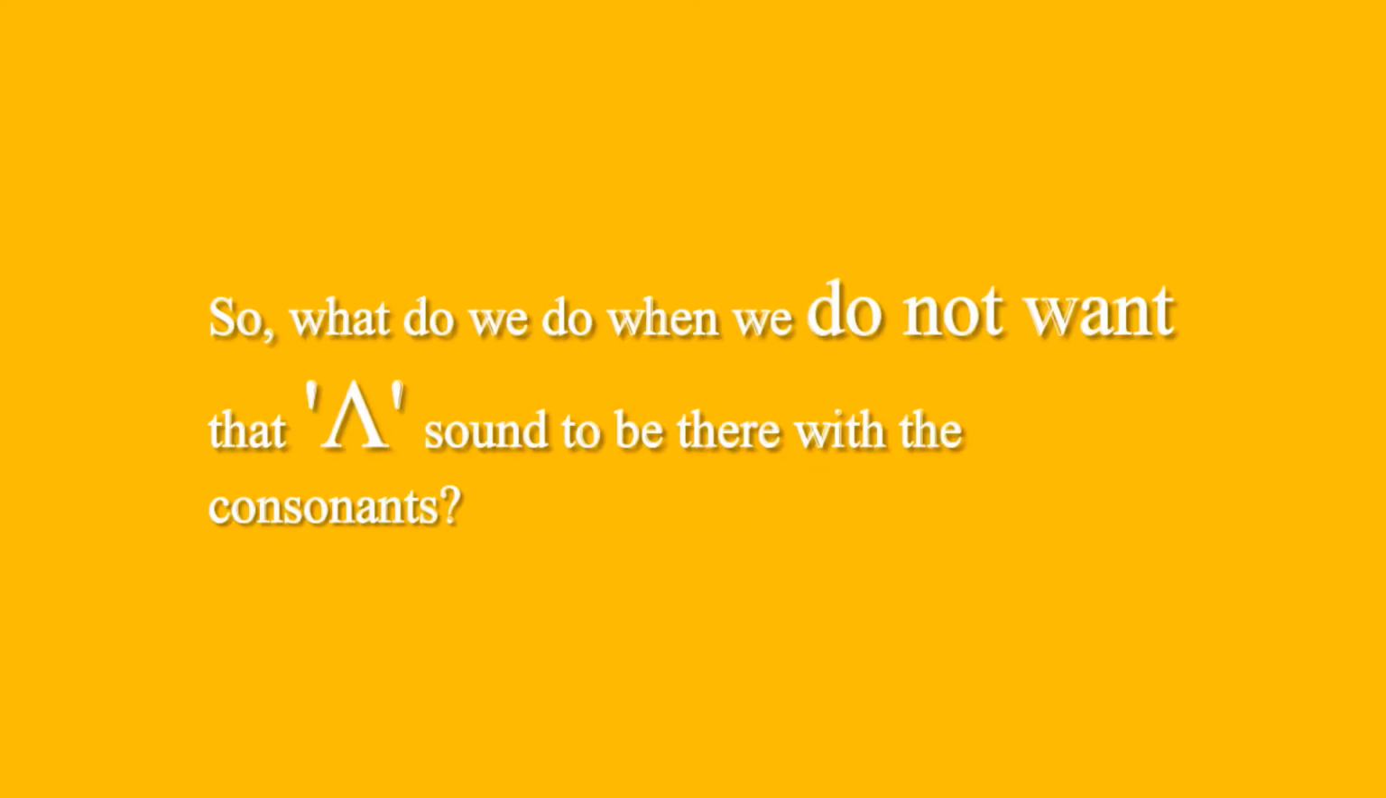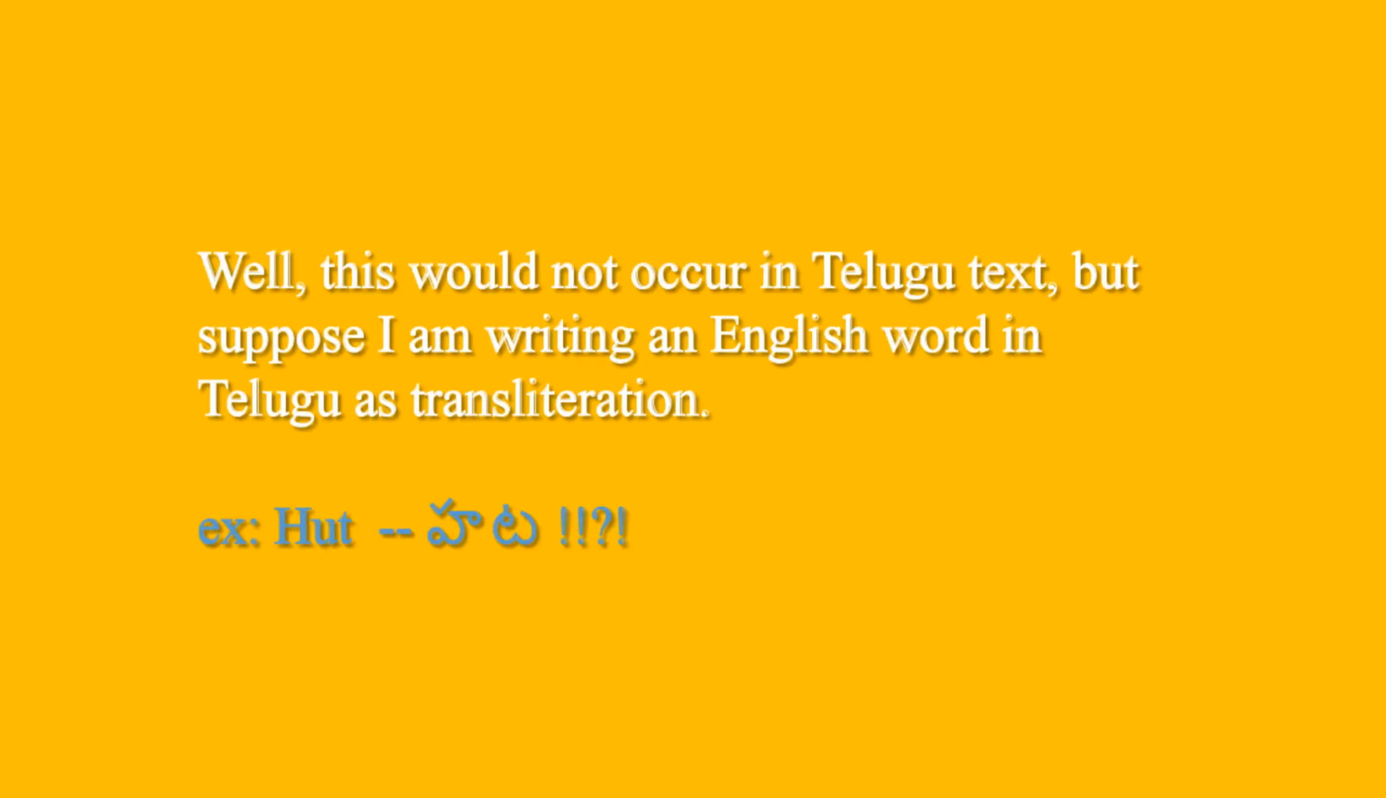So how do we write a consonant without this implicit sound A? Well, you may need this while using Telugu for transliteration. For example, I want to write hut of English in Telugu. How do I write it? If I write ha and ta, it sounds hata, and not hut. But that is not what I want. What I want is hut.